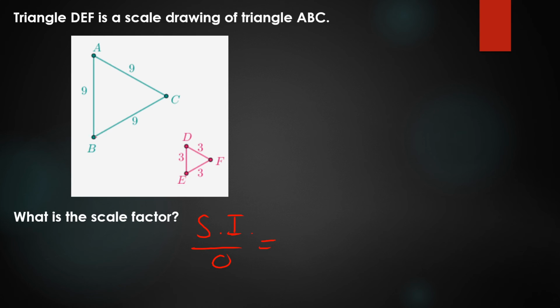Okay, so this is our original image here, and I'm going to choose this bottom side, which has a length of 9. So when I'm looking at my scale image, I want to also choose the same side, and that has a length of 3. So my scale image here is 3. My original image is 9. So that would mean I have a scale factor of 3 over 9, or 1 over 3. So 1/3 is our scale factor here.